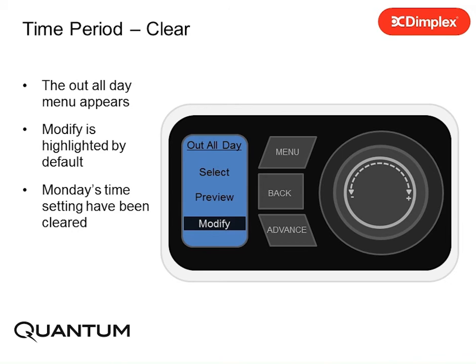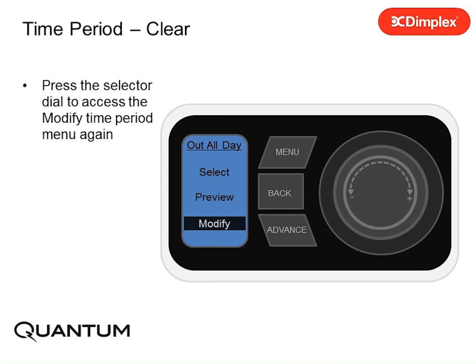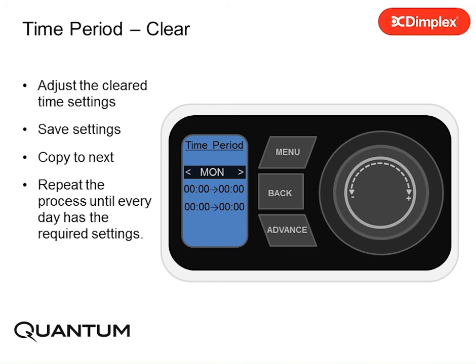The Out All Day menu appears. Modify is highlighted by default and all the timer settings have been cleared. Press the selector dial to access the Modify Time Period menu again. Adjust the cleared time settings, save settings, copy to next, and repeat the process until every day has the required settings.